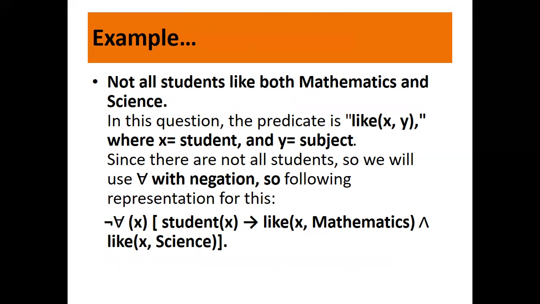So, let's look at the following representation. Not all x. Remember this negation, not all x. So here you say x is a student. If x is a student, then x likes mathematics and x likes science, and overall it is a negation, that is, not. So, not all students like mathematics and science. Is it clear?